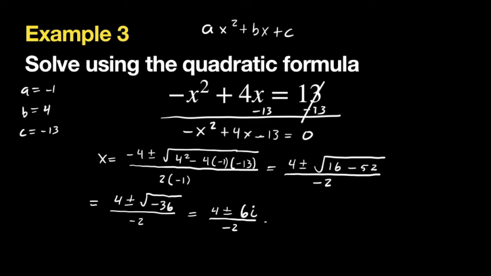Once again, we're going to split it into two cases. The first one is going to be 4 plus 6i over -2. We cannot combine the 4 and the 6i, but we are able to divide by the -2. So 4 divided by -2 is going to give us -2. Positive 6i divided by -2 is going to give us -3i.